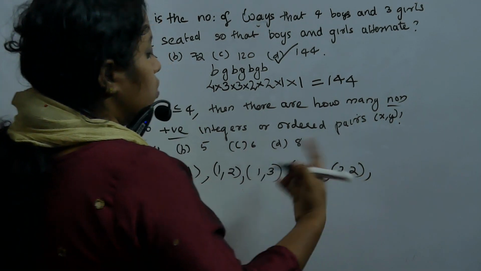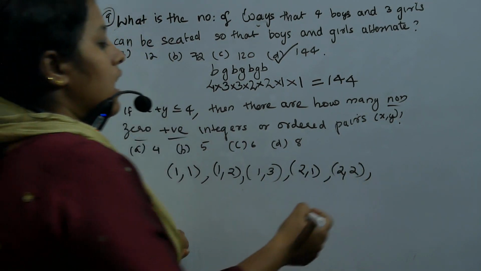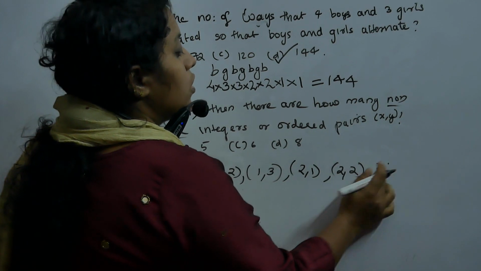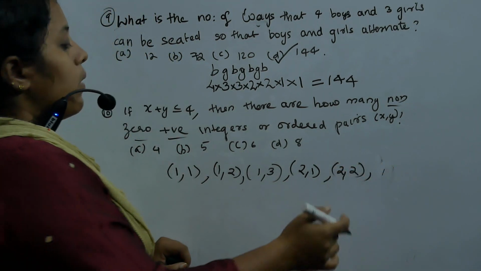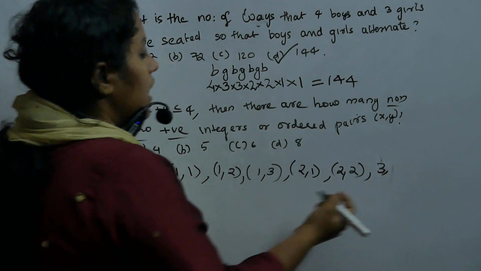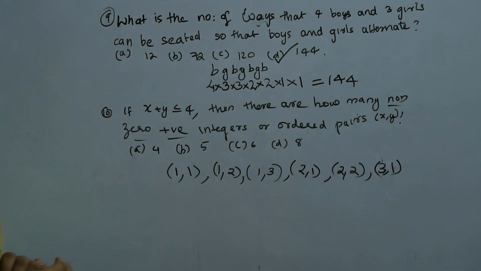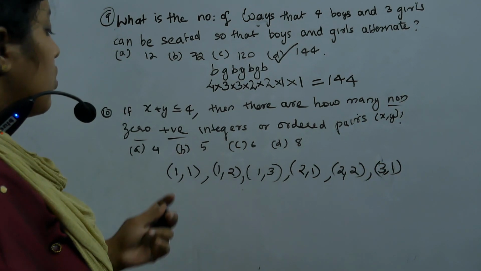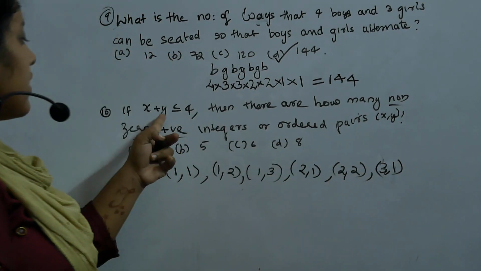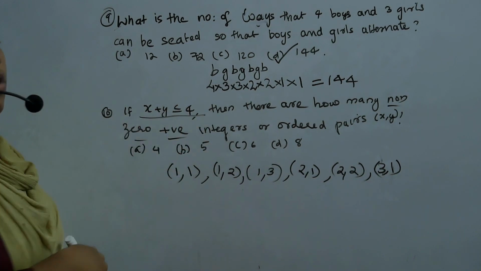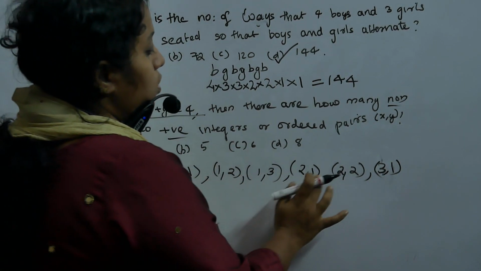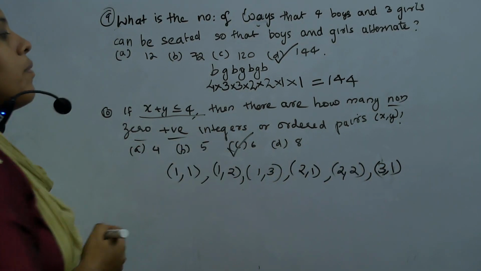Then 2, 3 not possible, greater than 4, right? Now 2, 5, it's okay, over. Now 3, 1. Now 3, 2 not possible, it is 5. Okay, so these are the ordered pairs that satisfy the condition x plus y less than or equal to 4. So 1, 2, 3, 4, 5, 6. So this is also a previous year question.